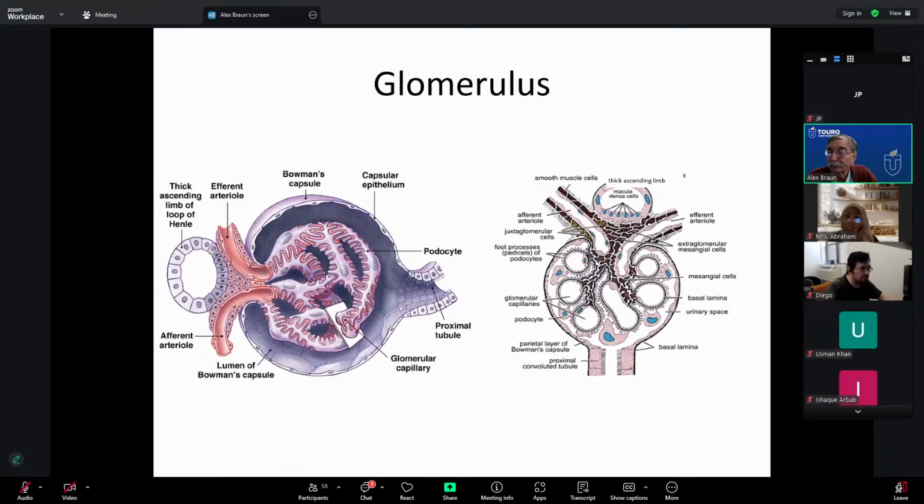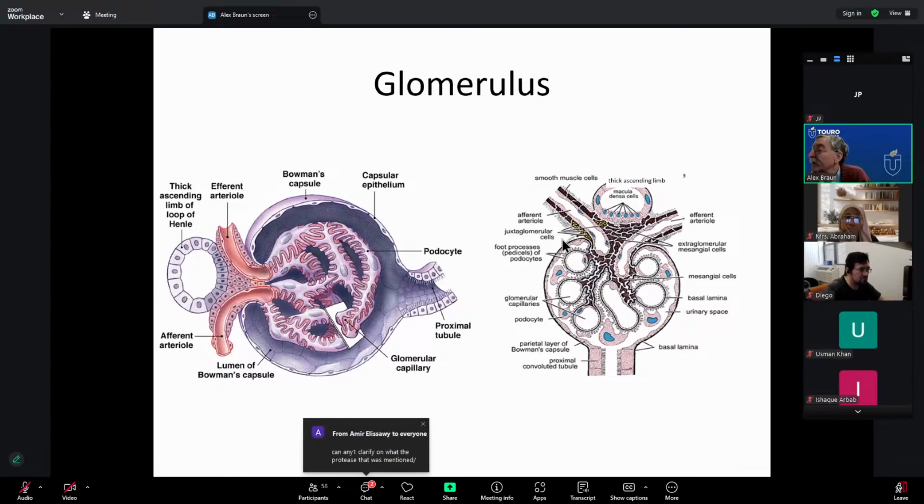Another function of kidneys is to get rid of toxins and foreign chemicals. So kidney has a number of important functions, but the beginning of those functions is the filtering of blood to make urine. And that's what the glomerulus is important for.